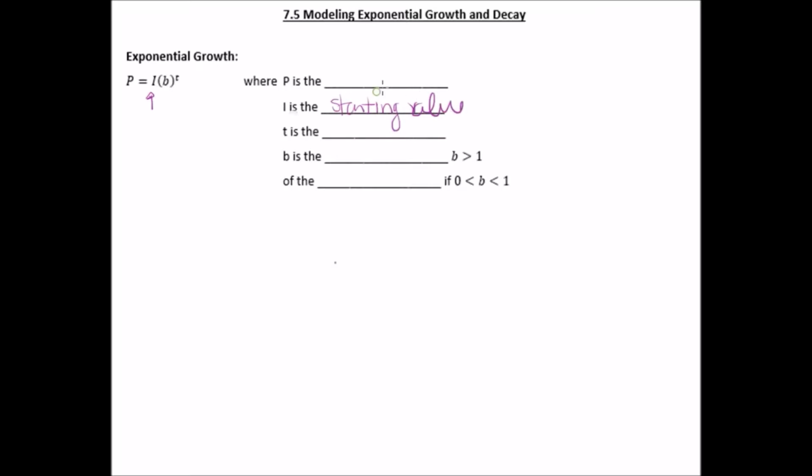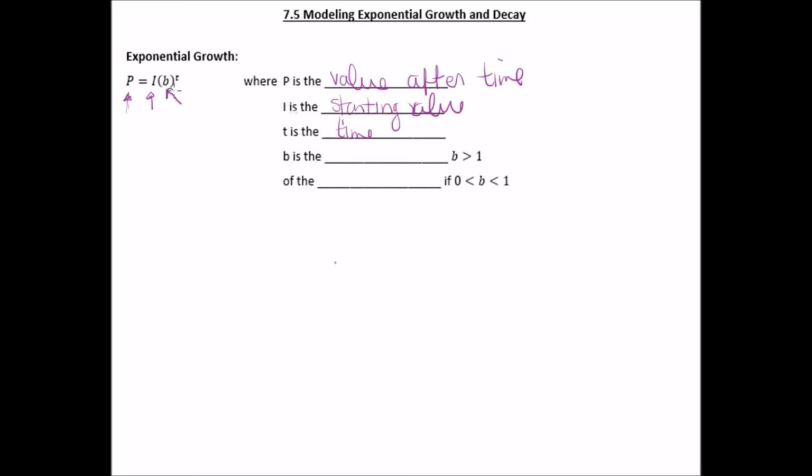Whether it's the amount of bacteria, the amount of money, or the worth of a car. And then P is going to be the value afterwards, so the value after a certain amount of time. And T is, of course, the time. And you can write time in minutes or years or seconds, depending on the question.